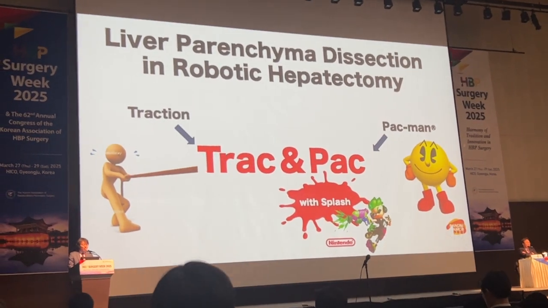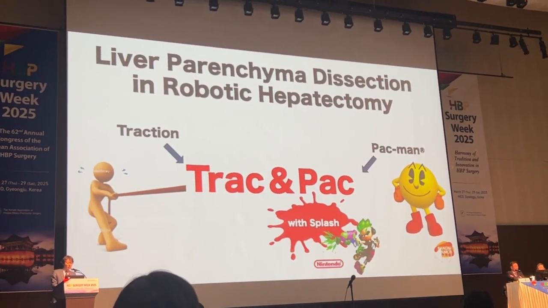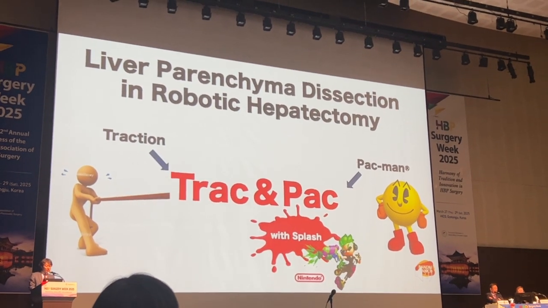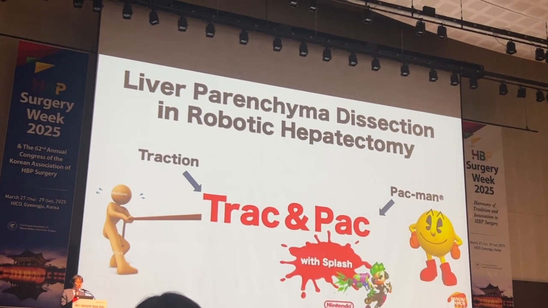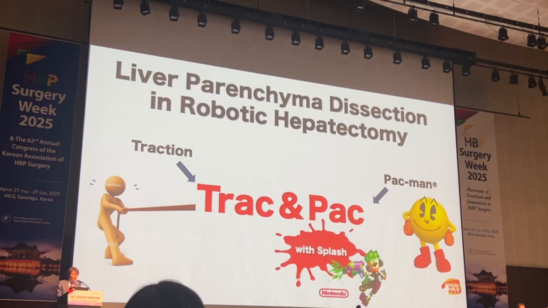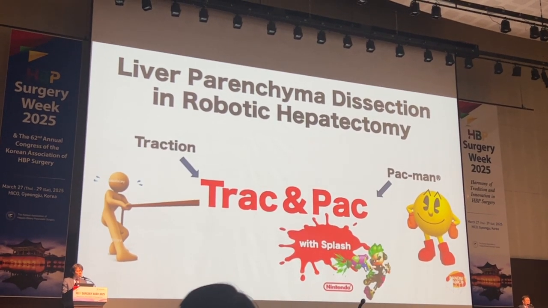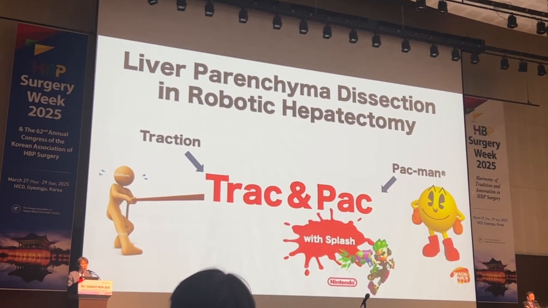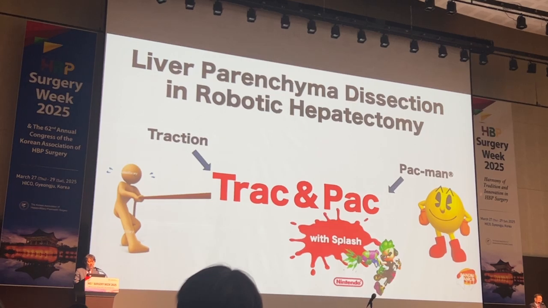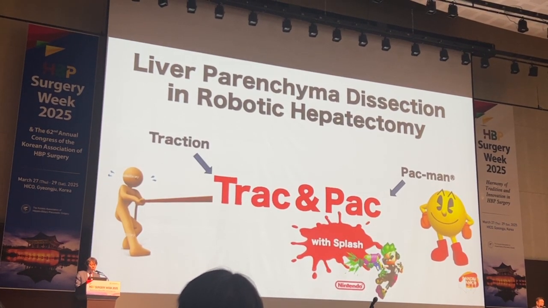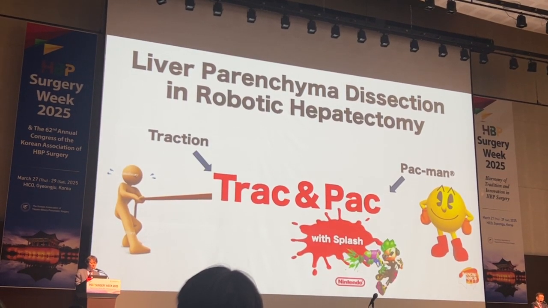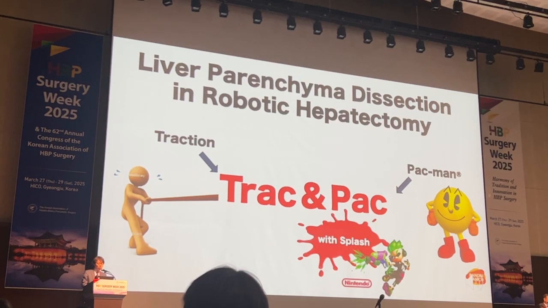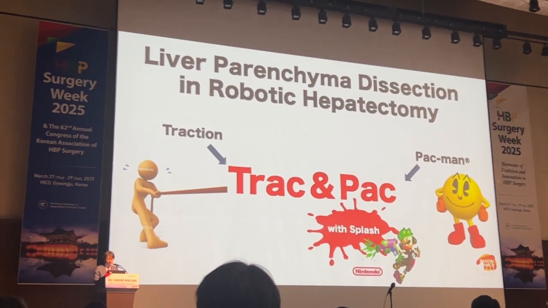The Trac and Pac method is a safe and effective way of parenchymal transection in robotic hepatectomy. Trac is an abbreviation of traction, and Pac is named after Pac-Man. This method becomes even more useful with splash, which is the action of applying a saline solution to the transection surface.